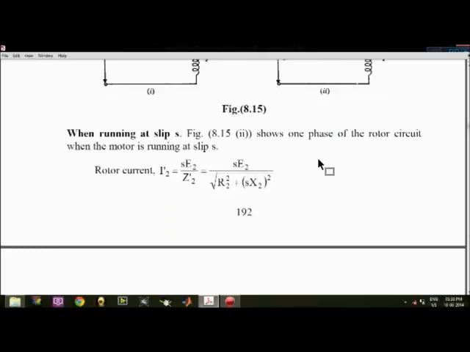Those were the conditions at standstill, that is when S equals 1. Now when it is running at a slip of S, that means there is a difference between the stator rotating field and the speed of the rotor. So the rotor current comes to be I2 dash equals S into E2 by Z2 dash. So it comes to S into E2 by square root of R2 square plus (SX2) square.